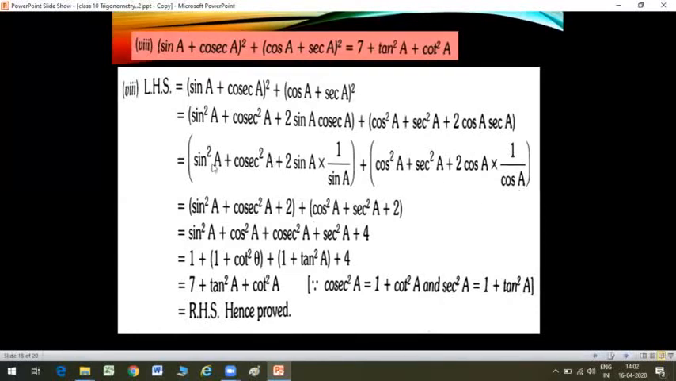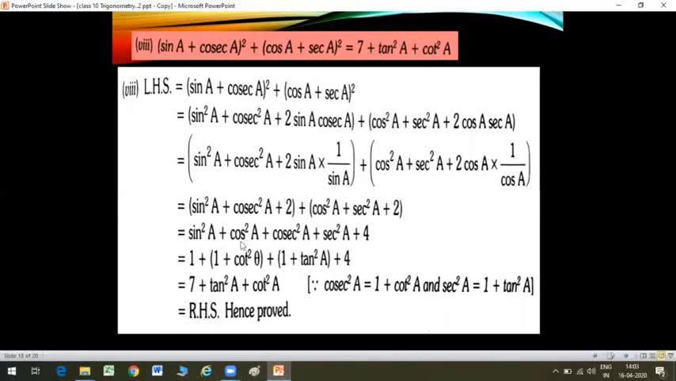Then sine square A plus cosecant square A. Now plus 2 sine A, and this sine A in the denominator, this gets cancelled. So plus 2 bracket closed plus cos square A plus secant square A plus 2. Here also cos A cancelled. We are writing here plus 2. Then sine square A and cos square A, write it together because we know that sine square A plus cos square A is 1. So that is the reason we'll write these two terms together plus cosecant square A and plus secant square A and plus this 2 plus 2, 4.